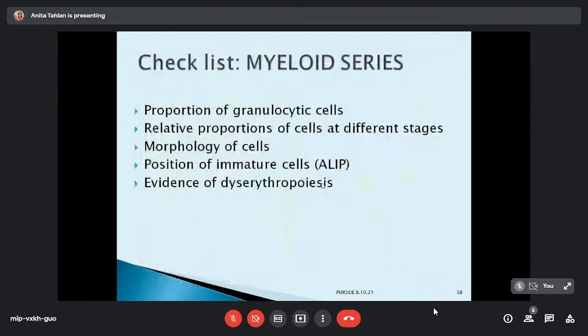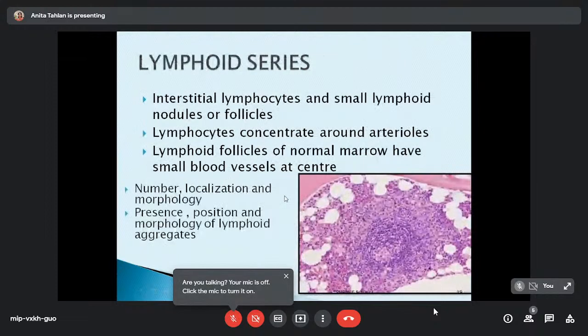So for the myeloid series, we are supposed to look at the proportion of the granulocytic series, their relative proportion, morphology, and ALIP if it is there, or any other signs of dysplasia.